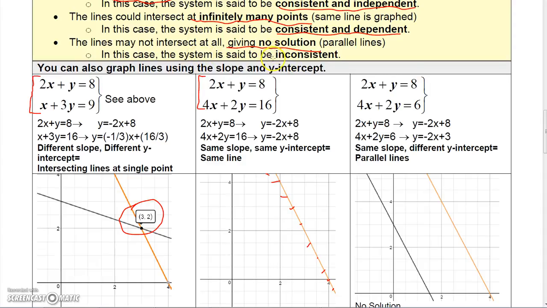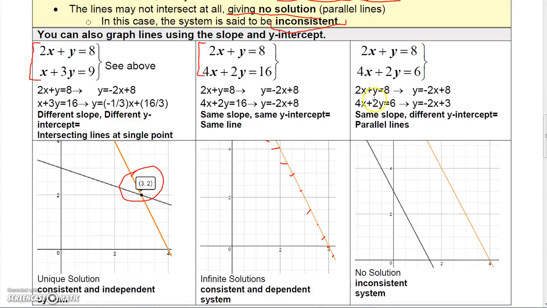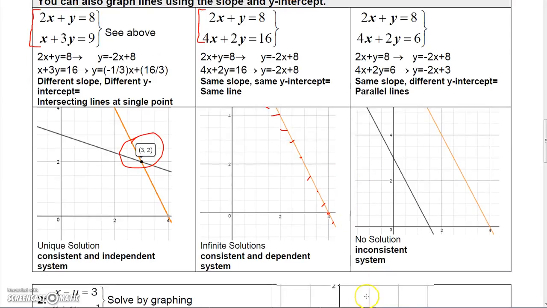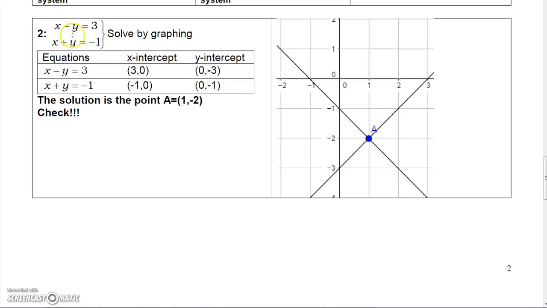In that case, the system is said to be inconsistent. So if you graph these two lines, you'll find that you just get a set of parallel lines that never intersect. And in that case, we would say no solution, and it's an inconsistent system. Okay, let's just look at another one here.